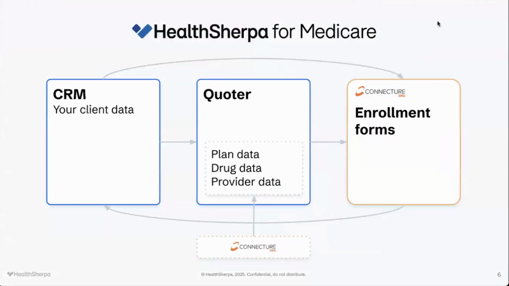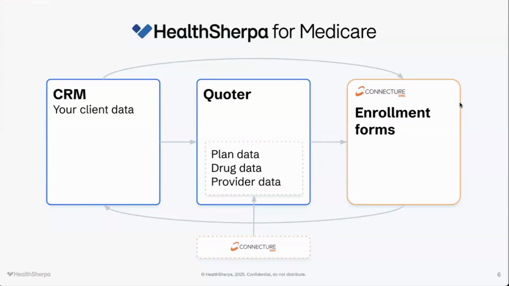So, a bird's eye view of what this platform is. It's really a CRM to house and store your client data, a quoter to quote those clients, and enrollment forms to get enrollment applications off to the carrier. Behind the scenes, we've partnered with Connecture for a lot of our data here, and they've been in the Medicare data space for a good dozen years. So they power our quoter data, plan data, drug data, provider data. They're known to have the best drug quoting data in the biz, and they now source their data from Zelis, known to have the best provider data for quoting in the business too.